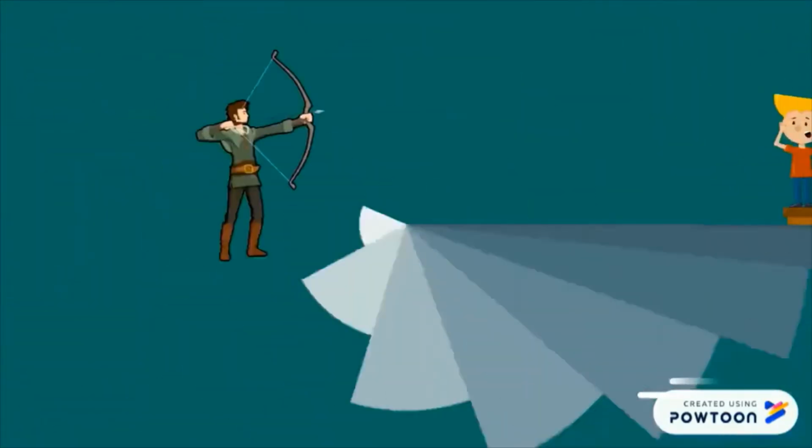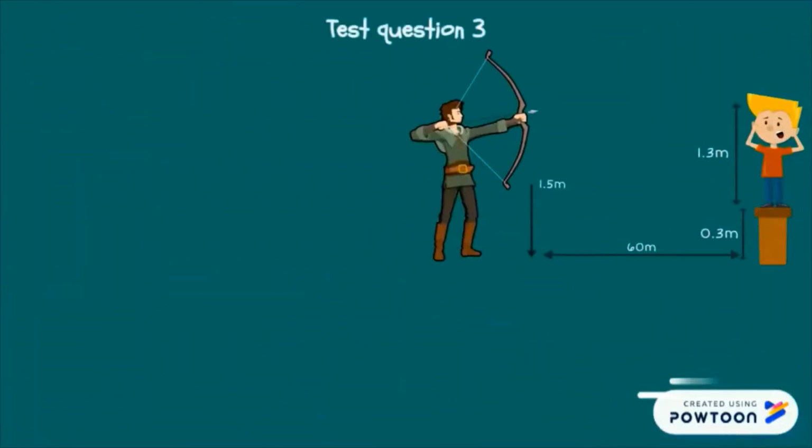In order to better visualize this question, let's draw a straight line connecting the arrow and the boy. Next, we need to calculate the height of the boy that is above the straight line and the height of the boy that's below the line. I've already done the calculations on the left. The height of the boy that is above the line is 0.1 meters, while the part of the boy that is below the line is 1.2 meters.